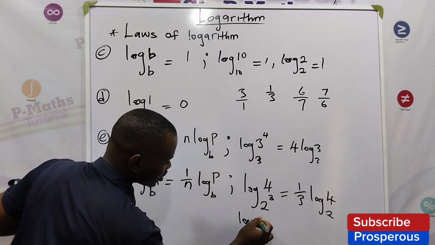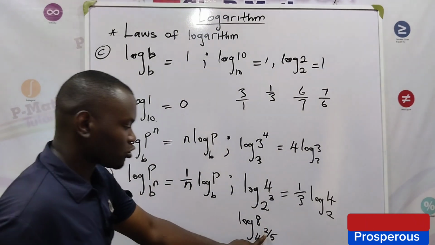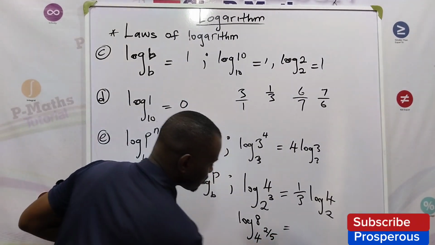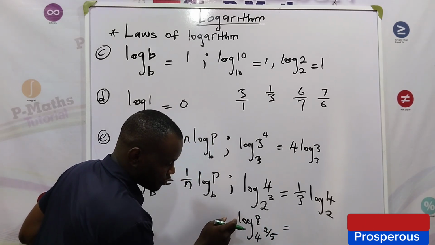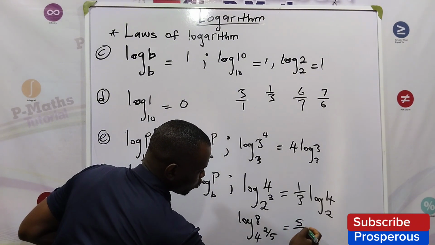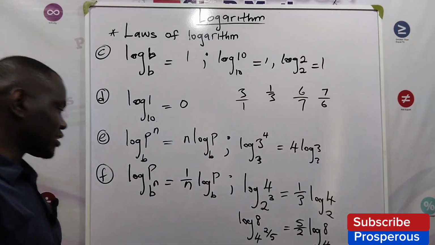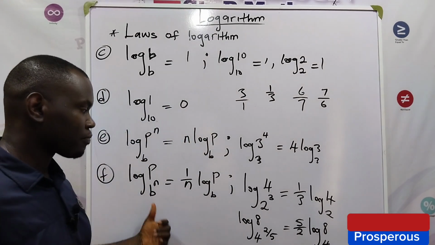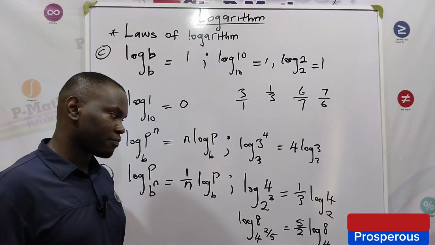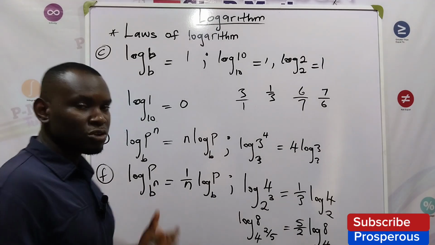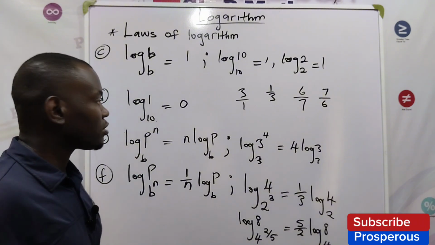What if I have logarithm of 8 to base 4 raised to power 2 over 5? The power is 2 over 5, the power of the base. Simplify it by writing the reciprocal of this power to the front of the logarithm. That becomes 5 over 2 logarithm of 8 base 4. So in all cases, anytime your base has a power, bring the power to the front of the logarithm as a reciprocal. When we start solving simplification of logarithm, you will see how we apply all of these things to solutions of logarithm. Don't miss the next video that we'll be dropping.